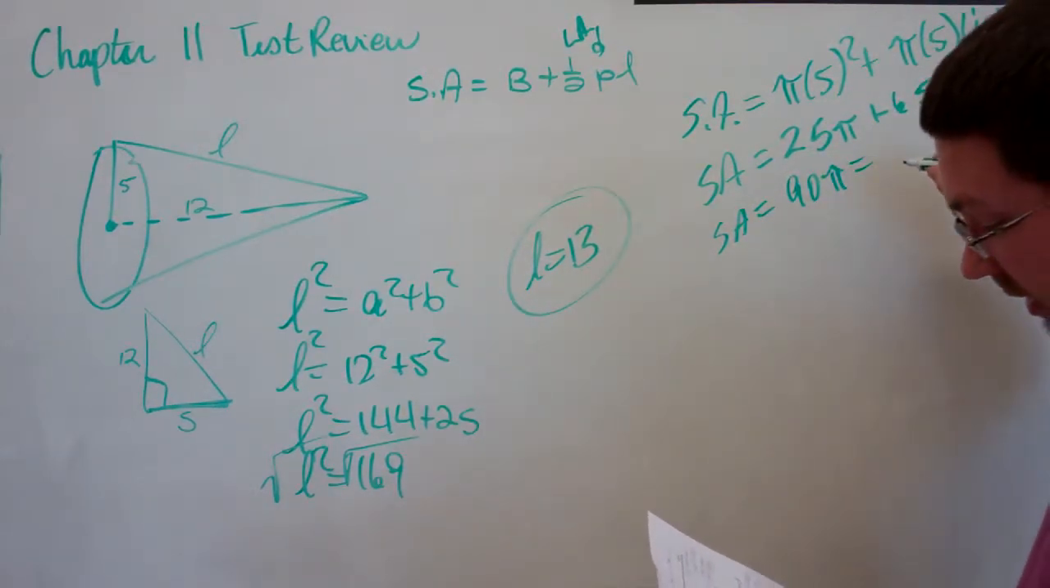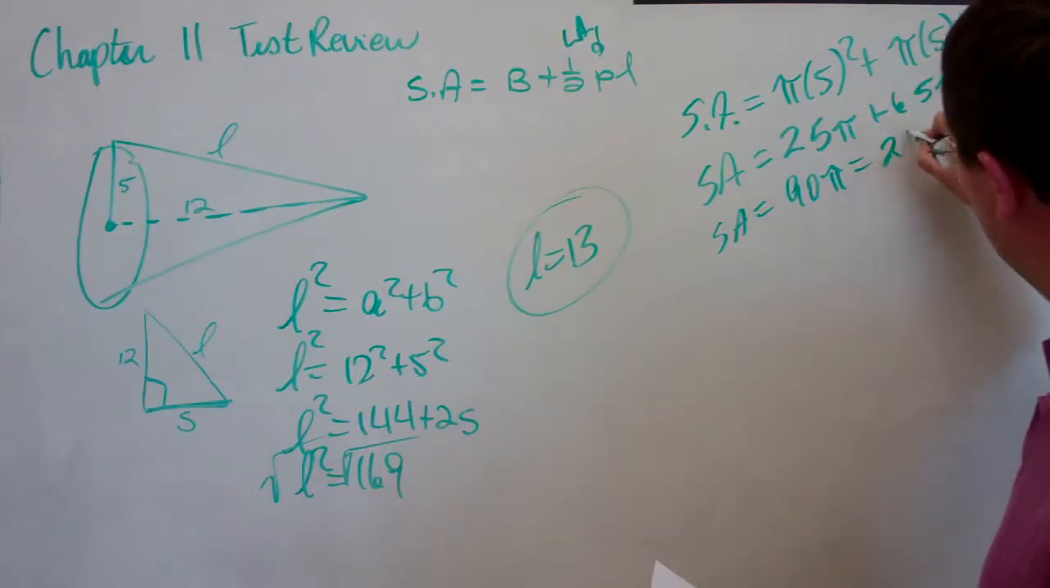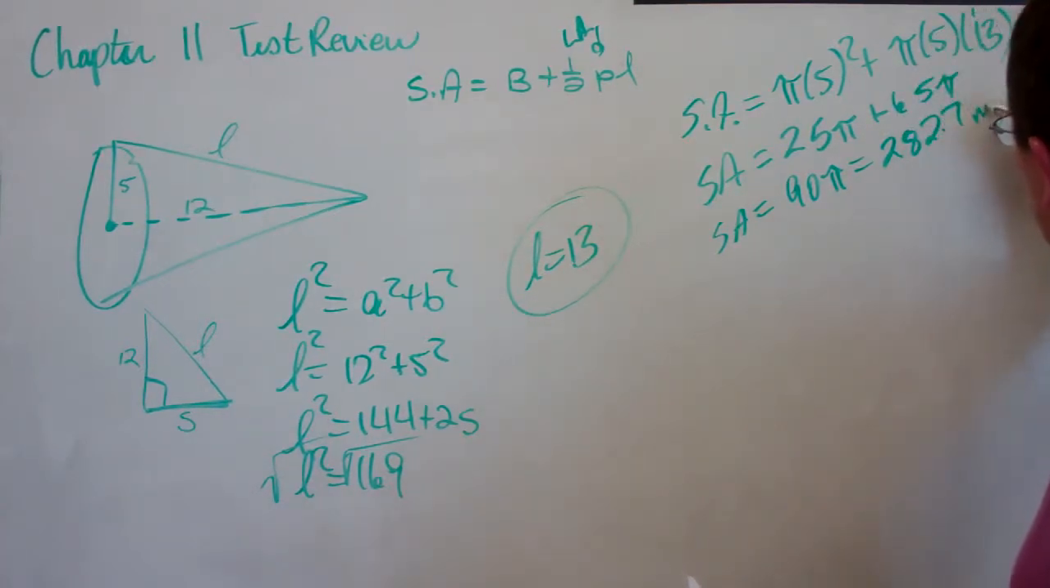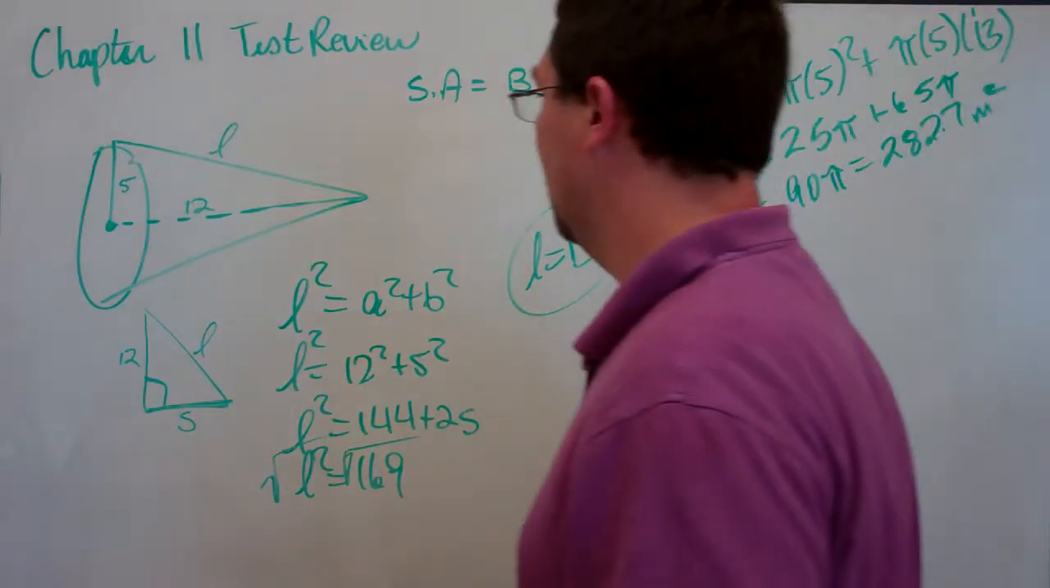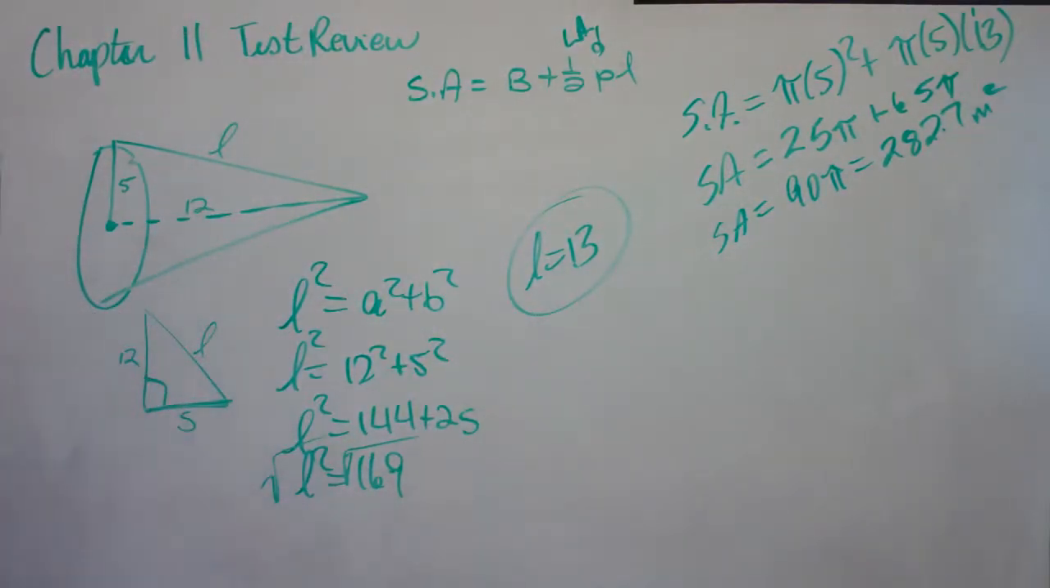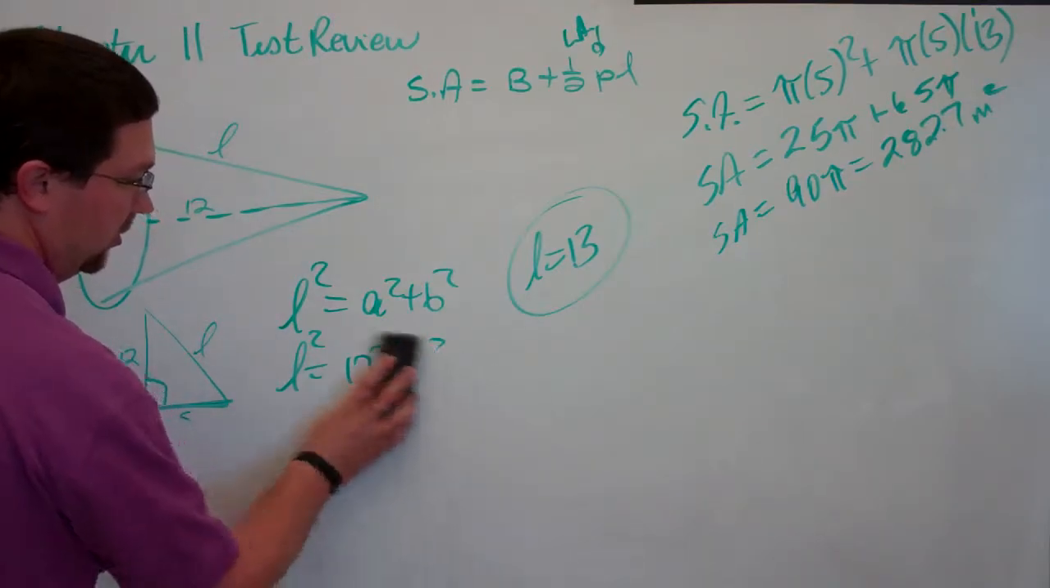Punch that into your calculator, and you get a total of 282.7 meters squared. All right. I was thinking of a different problem with 100 pi. So that's it for 14. You should get 282.7. Hopefully I did all my math right, which I'm pretty sure I did. All right. Let's look at number 15 now.